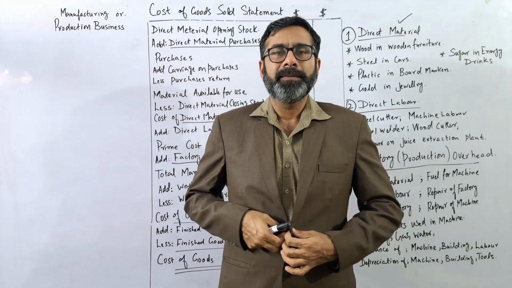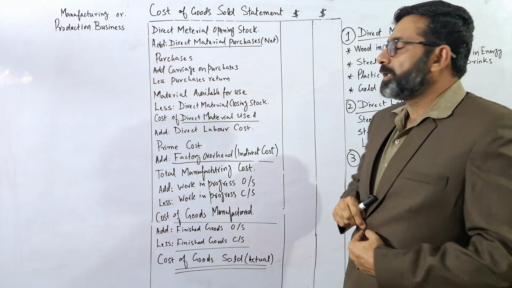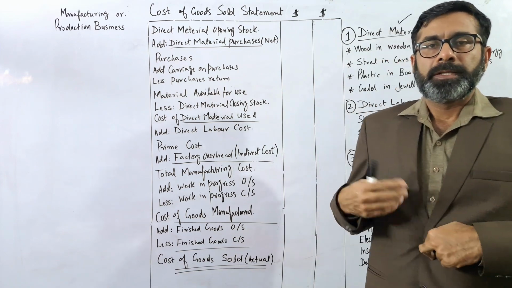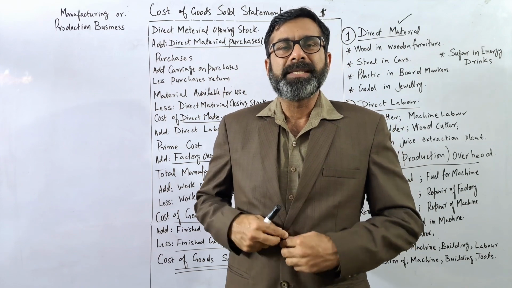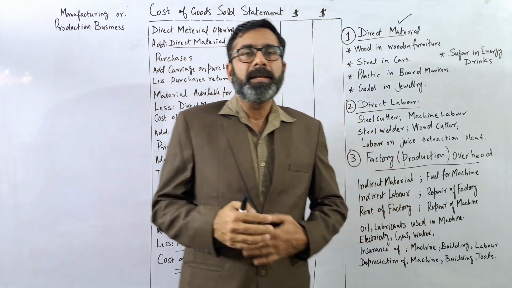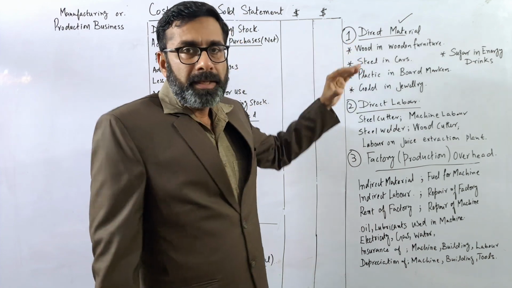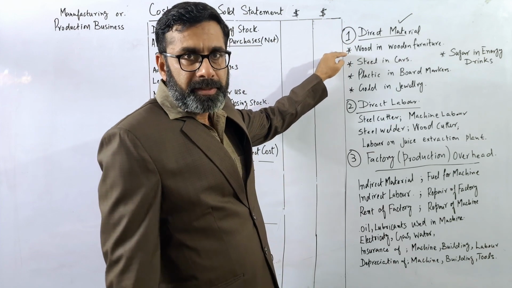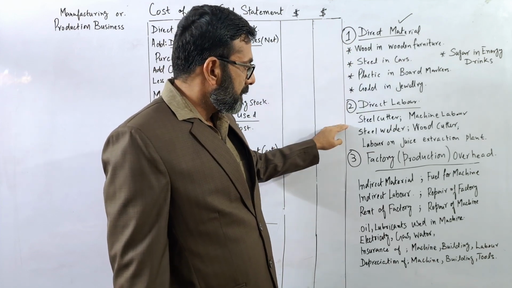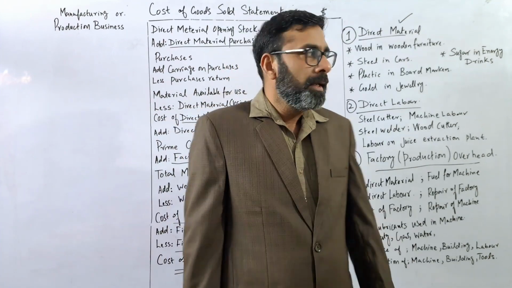Students, good evening again. In the previous lectures, we have discussed the concept of the cost of goods sold statements. But before that, we have basically discussed what the main costs in manufacturing are. So the main costs in manufacturing are the direct material, the direct labor, and the factory overhead. Just a brief overview.